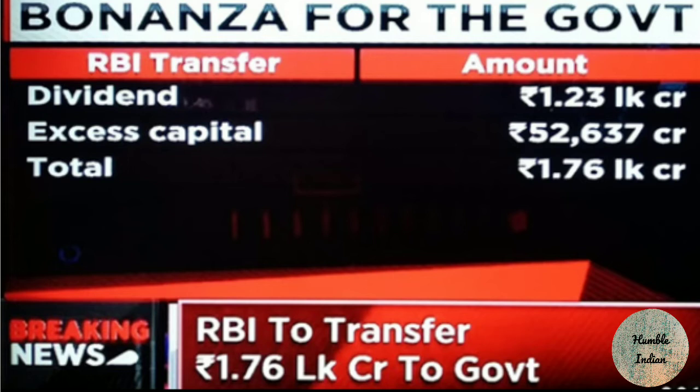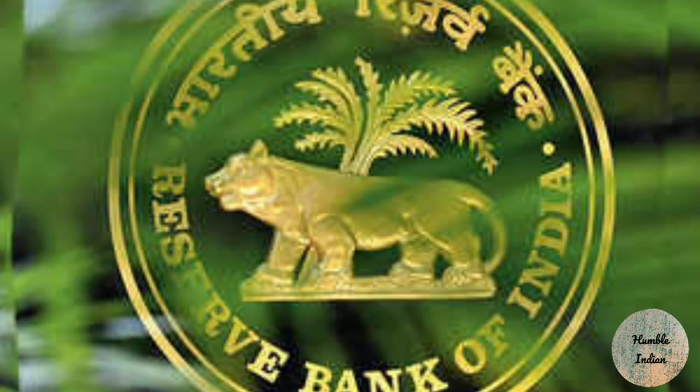So as per the document, 1.23 lakh crore is being transferred to the government as a surplus for the year 2018-19, and 52,637 crore identified as the revised amount of the economic capital framework. Hence, as of now, RBI will transfer 1.23 lakh crore from its currency and gold revaluation fund and 52,637 crore from its contingency fund to the central government, which makes a huge sum of 1.76 lakh crore.